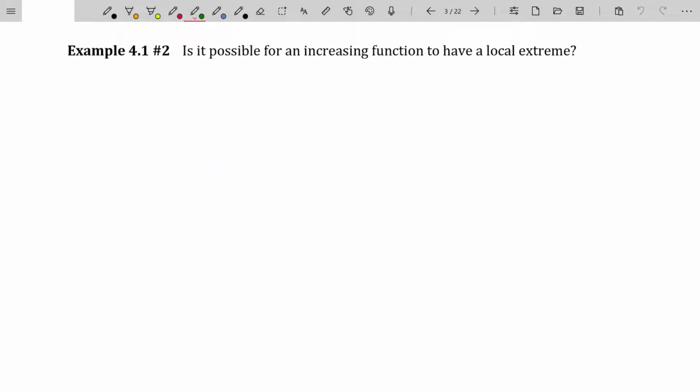So, more of a theoretical or conceptual question. Do you think it is possible for an increasing function to have a local extreme? In other words, a local maximum or a local minimum? And this truthfully depends upon how you define an increasing function, because some people will define an increasing function to be this way. Now, I'm going to erase this because this is not how I'm going to define it.